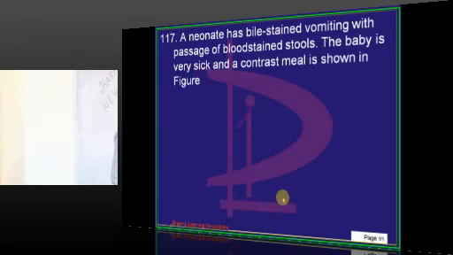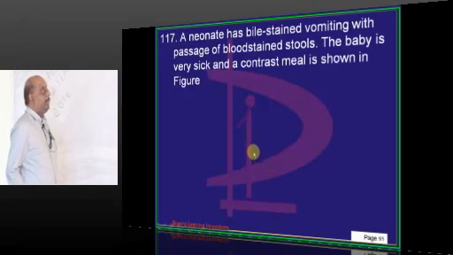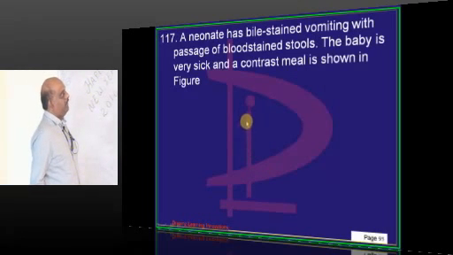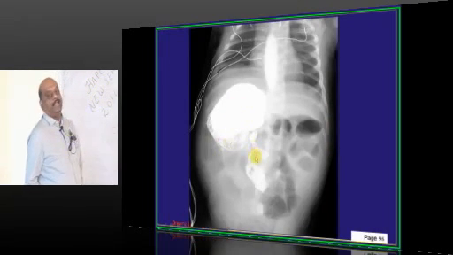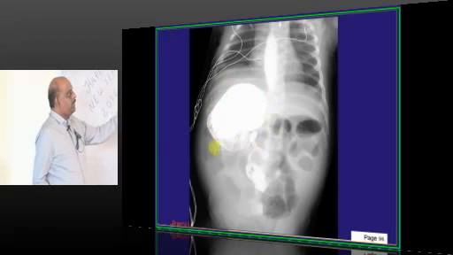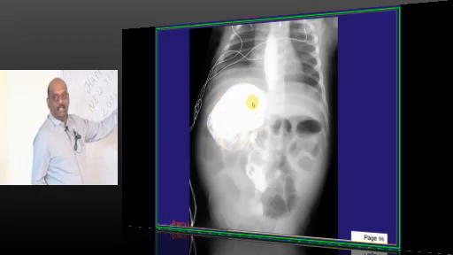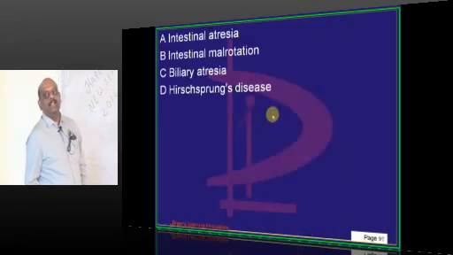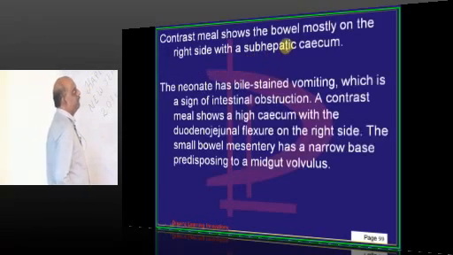A neonate has bile-stained vomiting, blood-stained stools, very sick, and you have passed a contrast. So what is it showing? It is typically showing a highly placed cecum, which is due to malrotation of the gut, is what you are classically seeing in the radiograph.